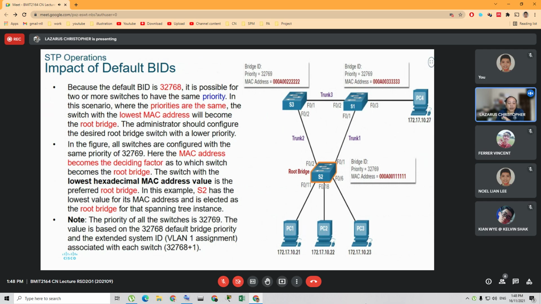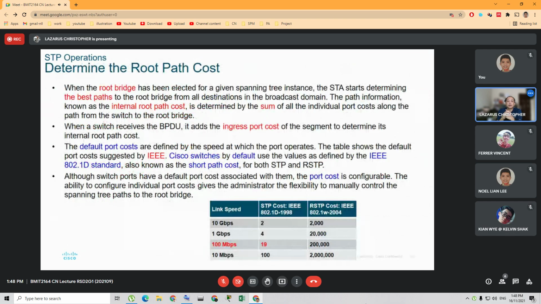Okay, so that will break the tie, right? So we've done that, and then determining the root path cost: the cost here indicates the best path for the other switch to go to the root bridge, right? So there is a calculation involved, a very simple calculation, and also the default values that Cisco follows are from the IEEE, as you can see in the table here, right?